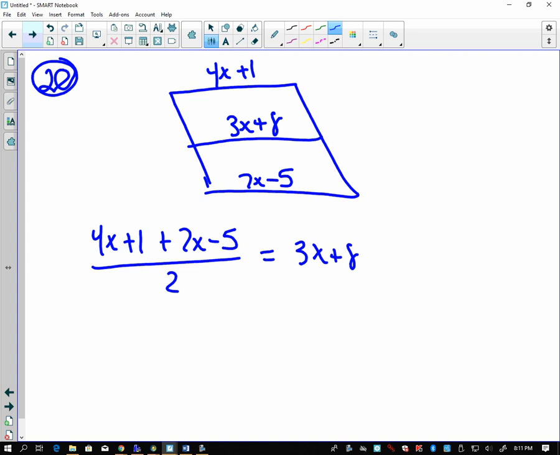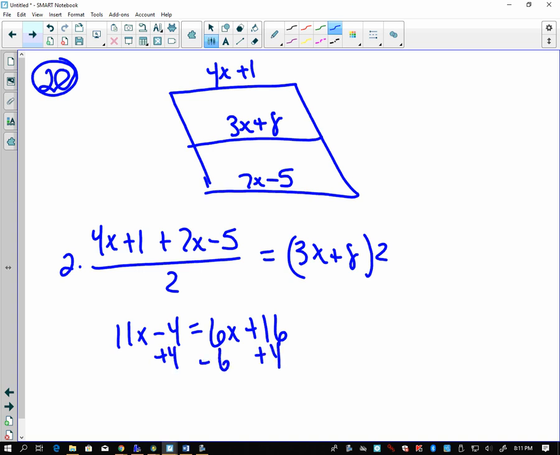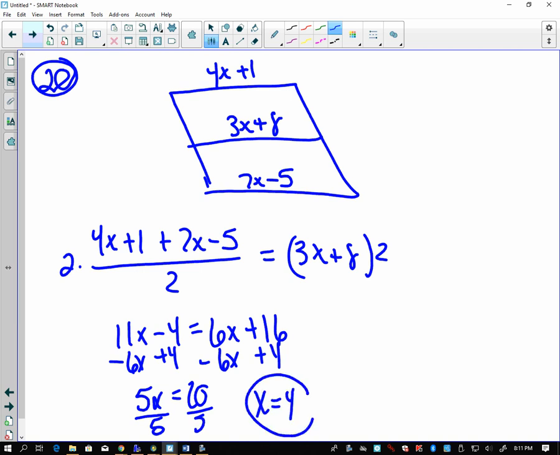You can go ahead and multiply by 2. Combine some of your like terms, so 4x and 7x is 11x. 1 plus negative 5 is negative 4. Distribute your 2 over here, and you're getting 6x plus 16. I'd add 4, subtract 6x, and you're getting 5x equals 20. Divided by 5, x equals 4. You don't need to plug it in anywhere because it doesn't ask for anything else. And that is your review.